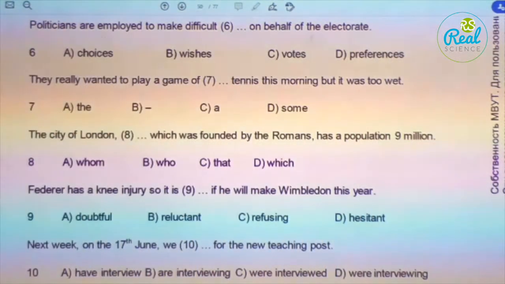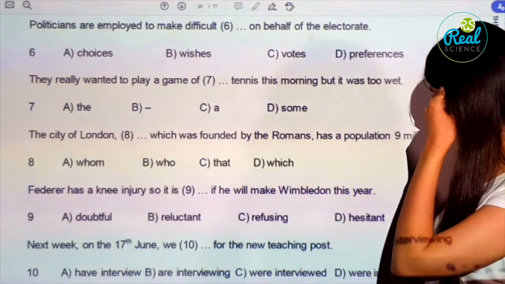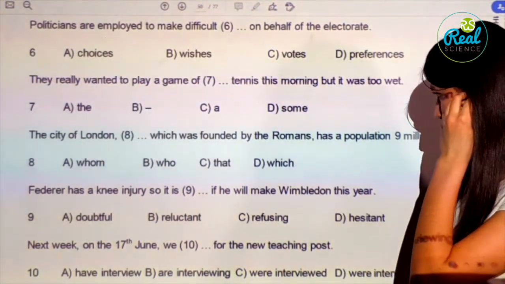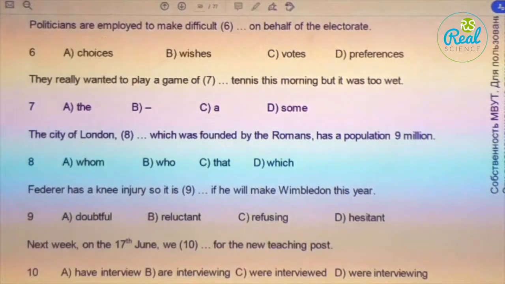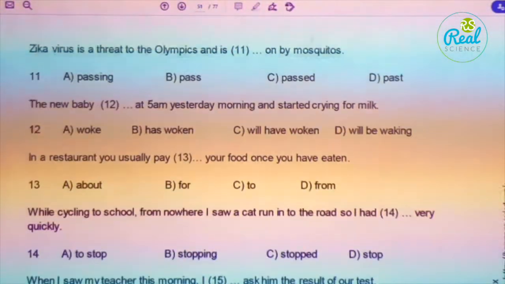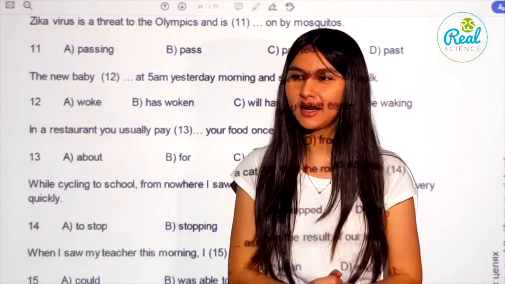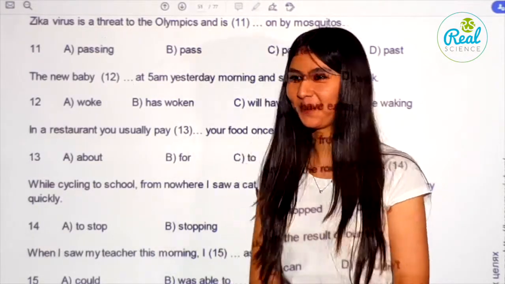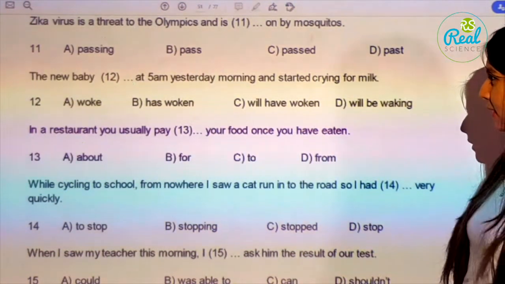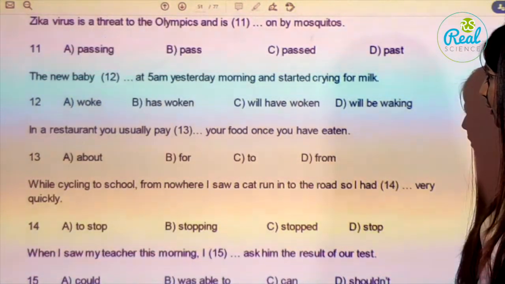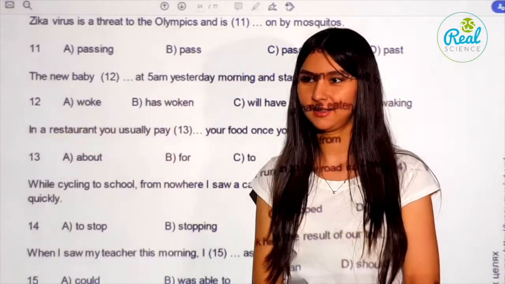Okay. Miss Malika, what is the correct answer for 9? Doubtful. Yeah, A. For 9, the answer is A1, doubtful. Okay, let's move on. So you are given from 11th till 15th. The first one, Rano. I want to listen to Rano. Thank you. The virus is a threat to the Olympics and is passed on by mosquitoes. Good job. So the correct answer is C1.